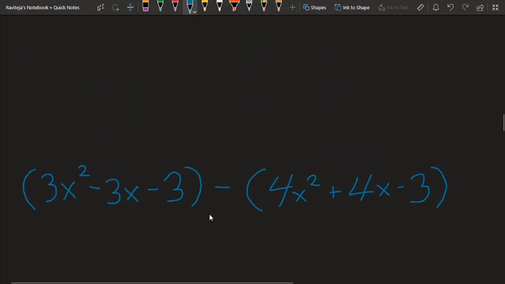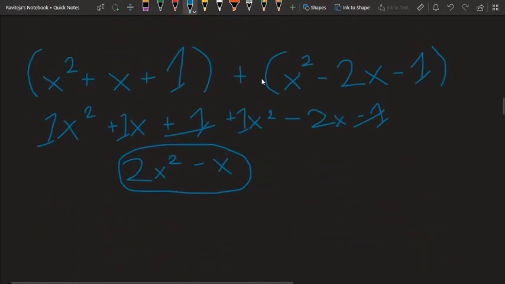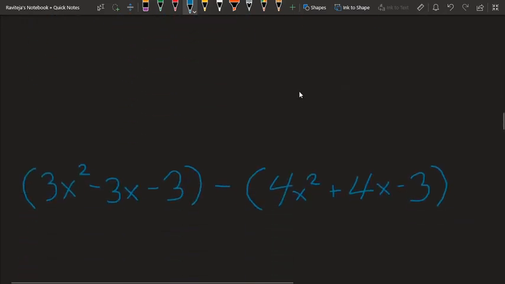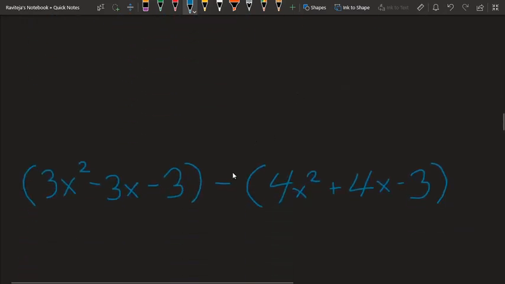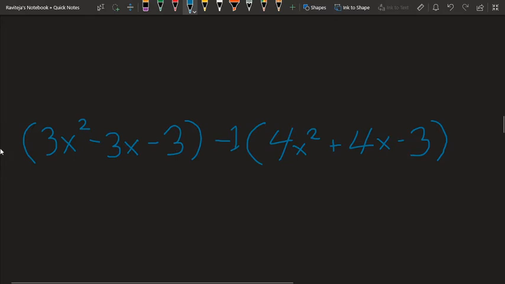Remember how I told you to pretend there was a positive 1 next to the addition sign and distribute a positive 1 to each of these terms? Well, that was important to know because you have to do the same thing with the negative sign, and it actually makes a difference. Since this is the first polynomial, we can just remove the parentheses and bring it down as 3x squared minus 3x minus 3.